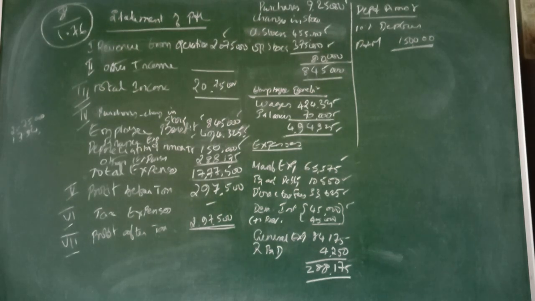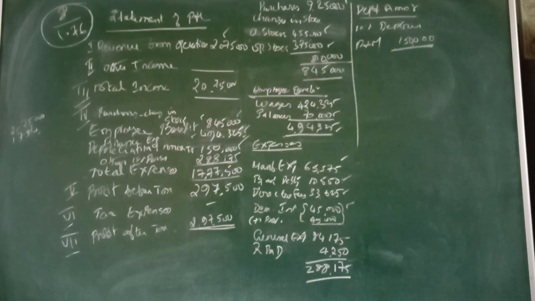Then another adjustment: make a provision for bad and doubtful debt. See, this is RBD. That RBD is taken on the expenses side, 4,250. No need to calculate that amount. It is already given in the question. That amount should be taken here under expenses.